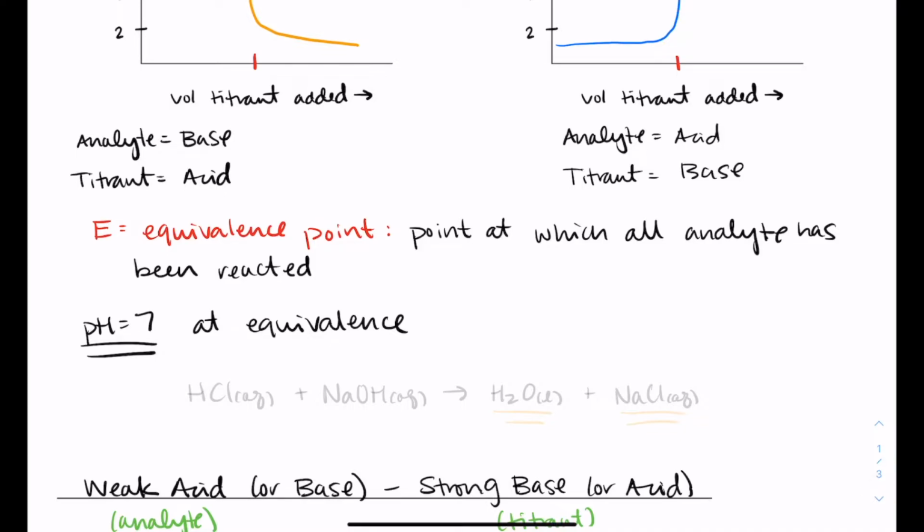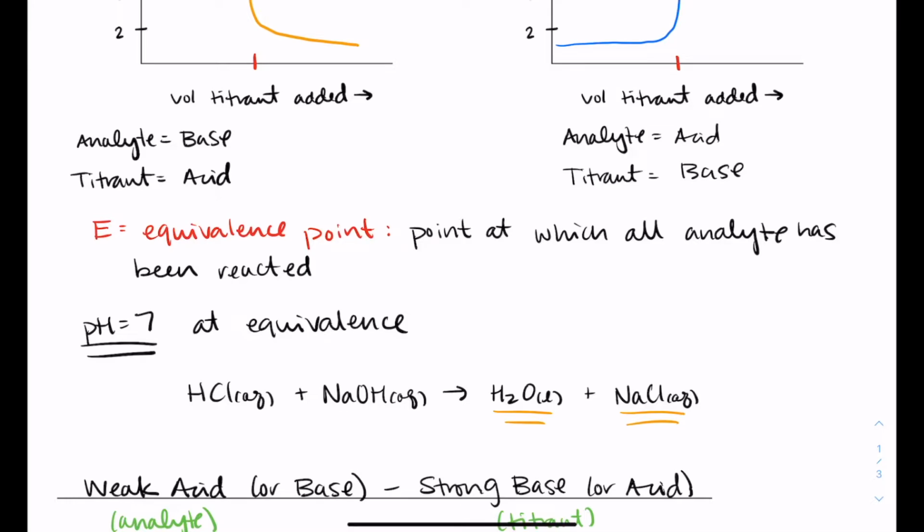The reason the pH at equivalence is 7 is that if you react perfect amounts of the acid and the base, the products of that reaction are water and then a salt, and the salt is made from the conjugate acid of a strong base, so it's neutral, and the conjugate base of a strong acid, so it is also neutral.